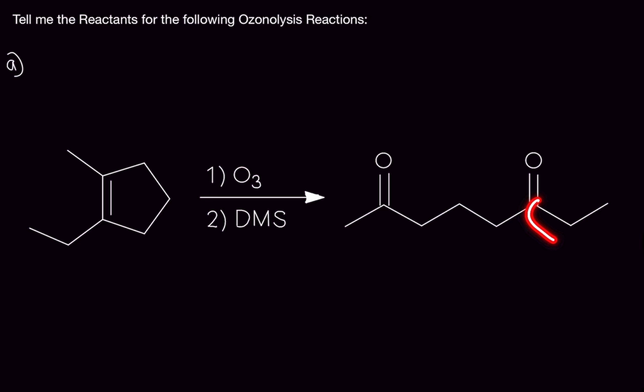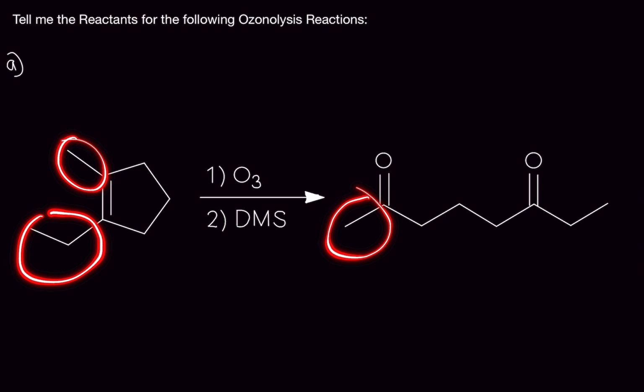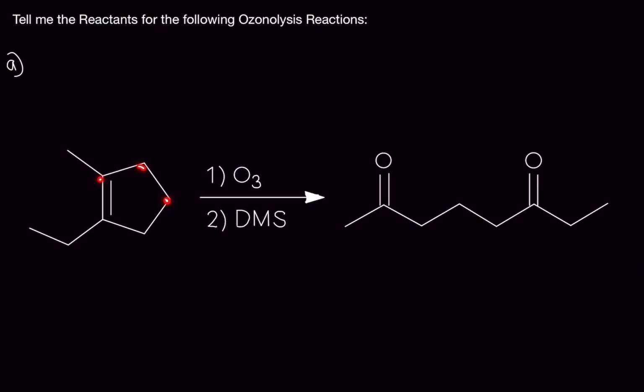So this is branching out here. This ethyl group is here, and this methyl group is here. The ring has 1, 2, 3, 4, 5 carbons. 1, 2, 3, 4, 5 carbons. That's the trick. That's the easy way of doing it. Hopefully you can see that.